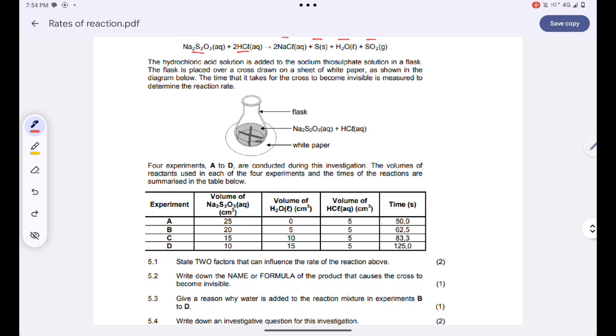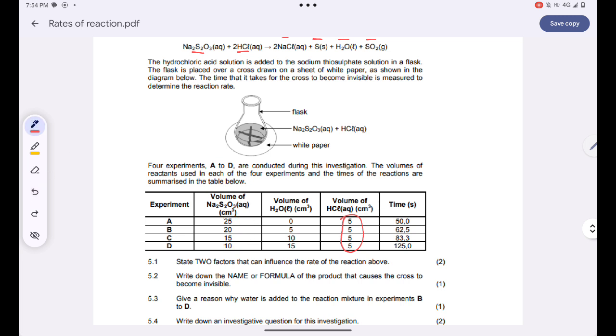Okay, we are given the volumes of sodium thiosulfate in all four different experiments. The volume of our hydrochloric acid is the same. However, the volume of sodium thiosulfate is the one that is not the same altogether. So this simply means that they're trying to tamper with the concentration of our sodium thiosulfate, because we can see over here.